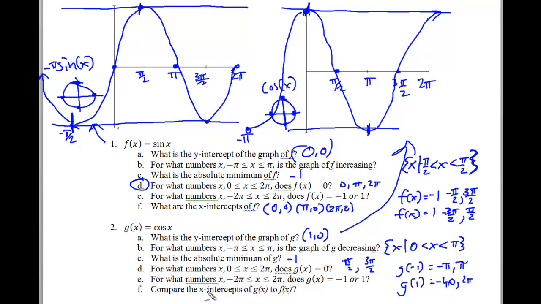Now it says compare the x-intercepts from f of x to g of x. What's neat about the comparison is that if you look at these two graphs and you look at the x-intercepts, they're actually shifted. It's funny that the cosine is actually a shift of the sine. So since the cosine is a shift of the sine, it's a shift to the right or to the left by only 90 degrees, or by a factor of pi over 2.